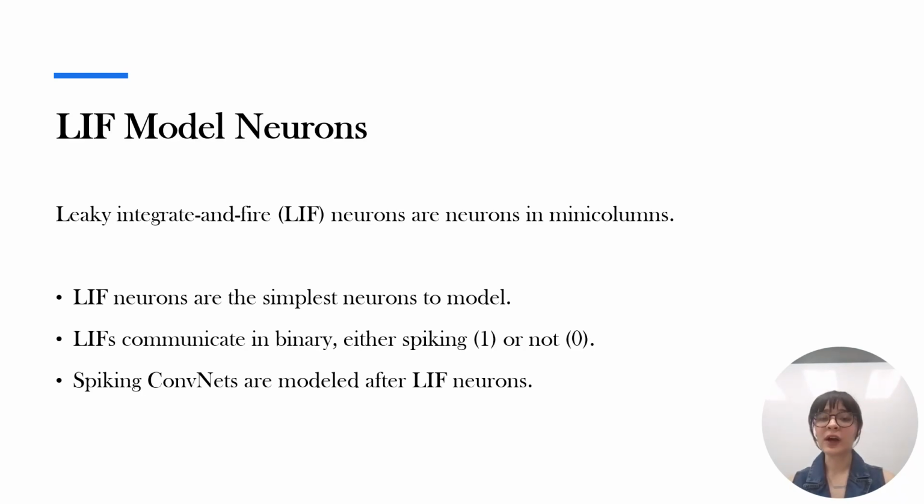Leaky, integrate, and fire neurons, called LIF neurons, are specific neurons in mini-columns. These neurons are the simplest neurons to model because they communicate in binary, either spiking as a 1 or not as a 0. These neurons have an electric potential within them, and when that threshold of potential is breached, they fire. But if it's not breached, they don't fire. So these neurons are easy to model, and most spiking and non-spiking convnets are modeled after LIF neurons.